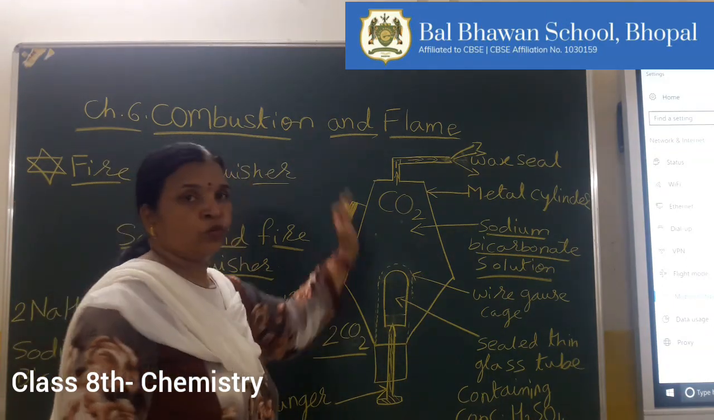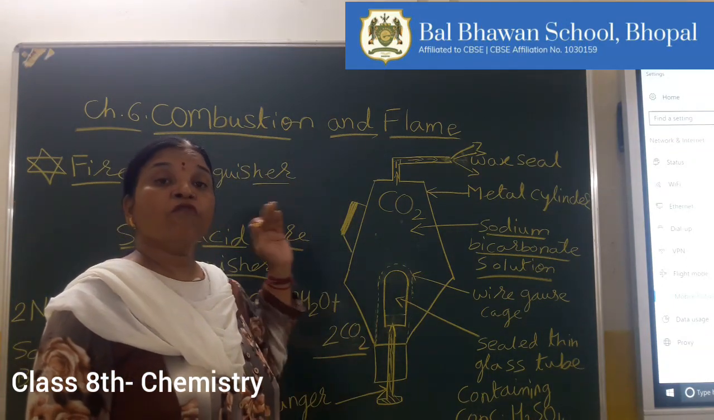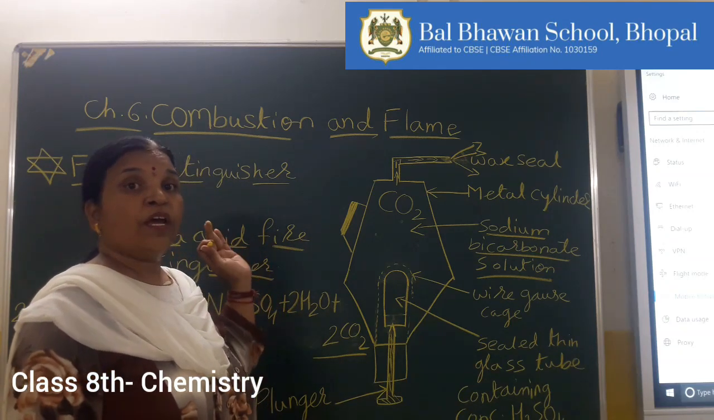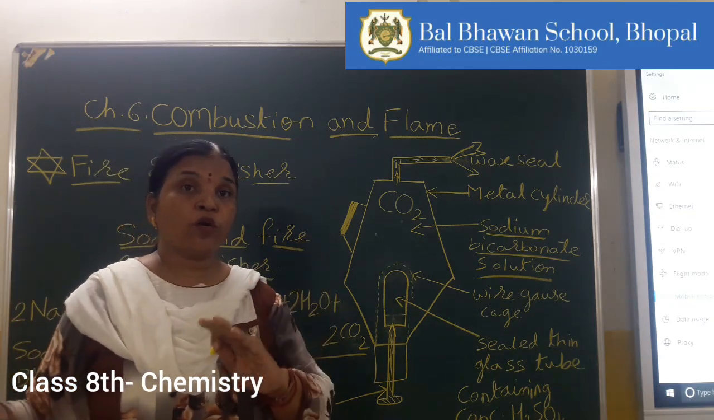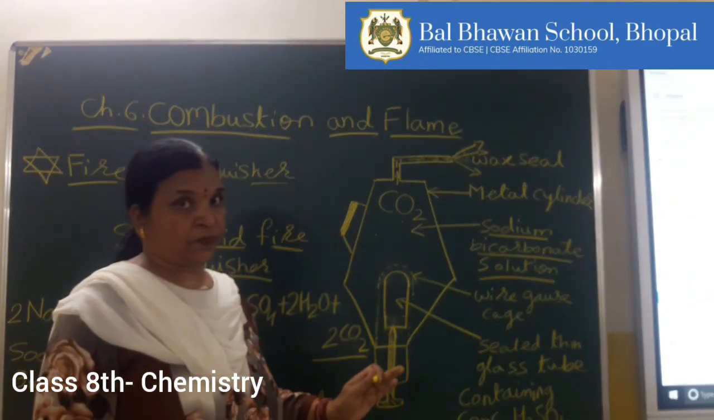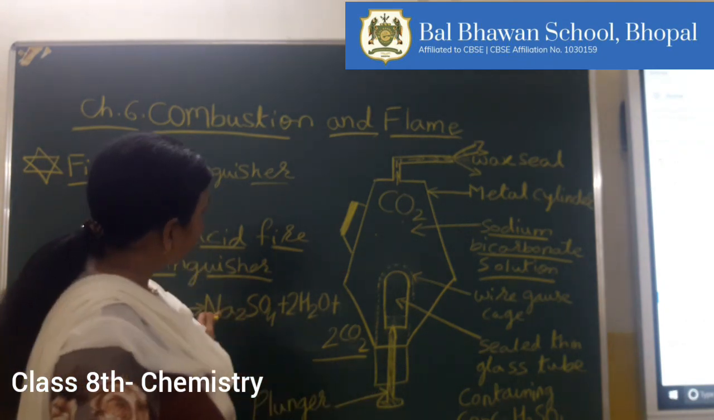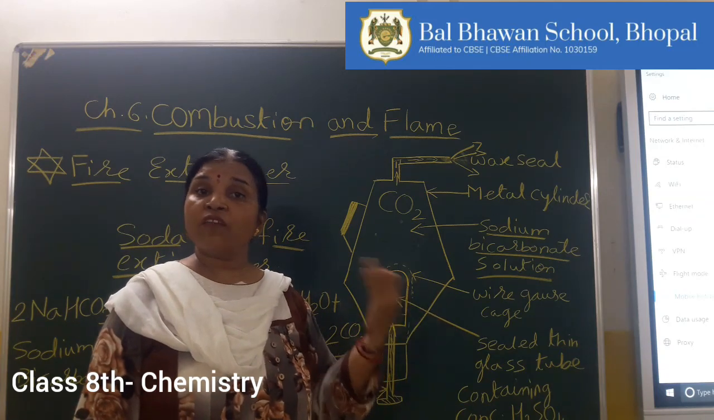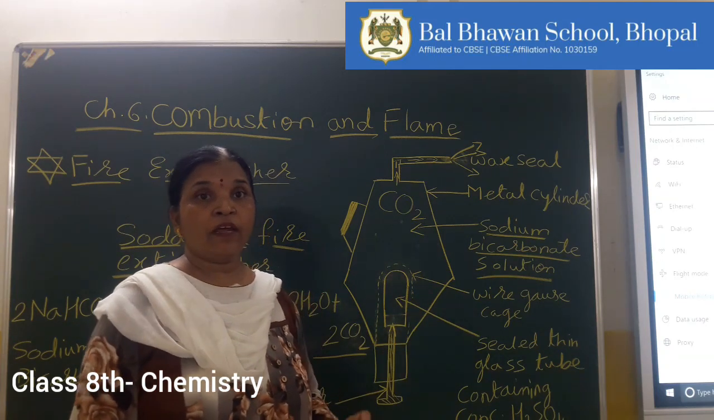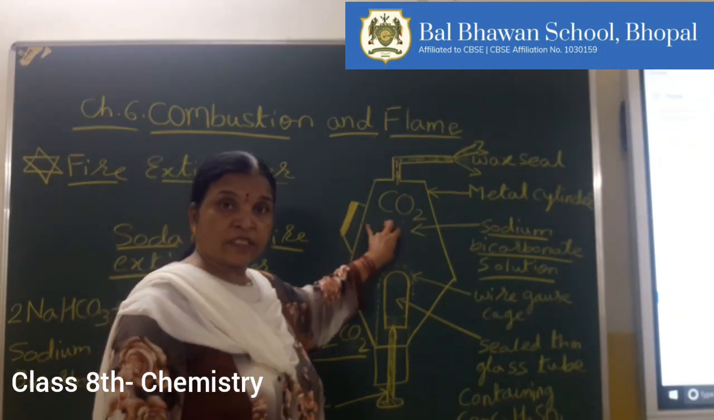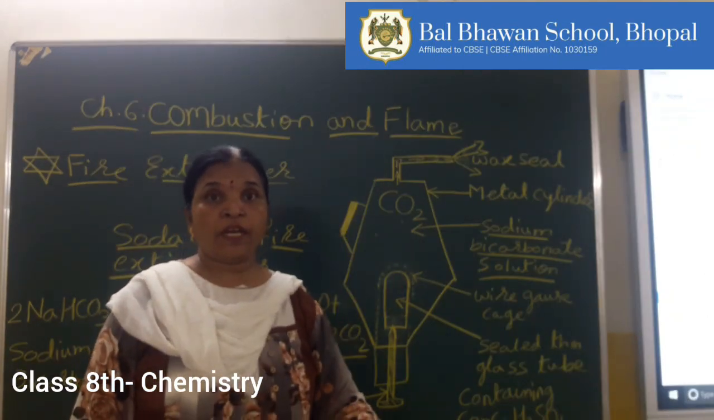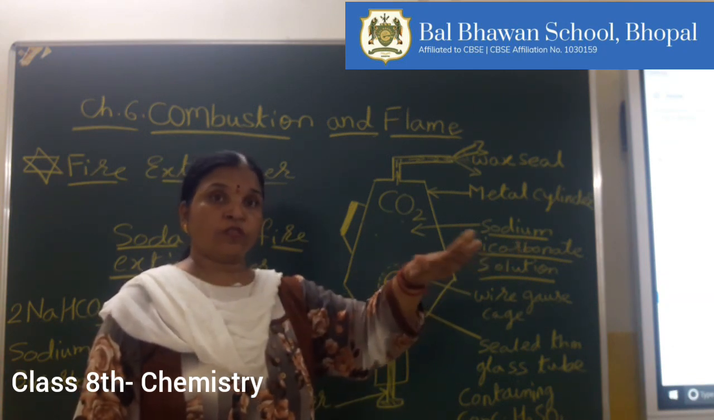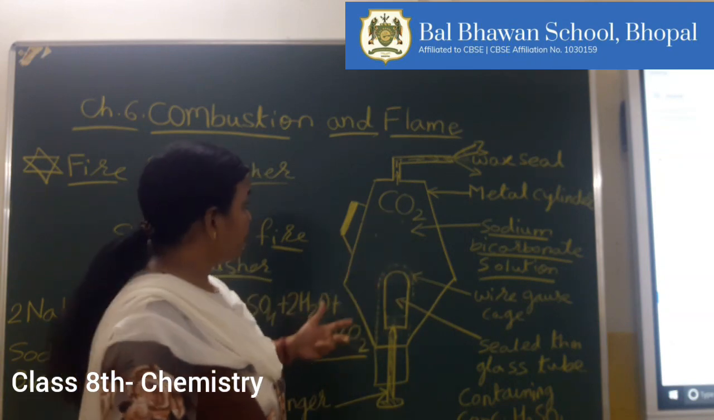Now, where we can use this? We can use this type of fire extinguisher in the areas where some solid objects are caught in fire. Okay, but we cannot use this in case of oil fire. Why we cannot use in case of oil fire? The reason is this gas is denser, so it will settle down at the bottom, and oil is lighter, so it will float. So we won't be able to control the fire.